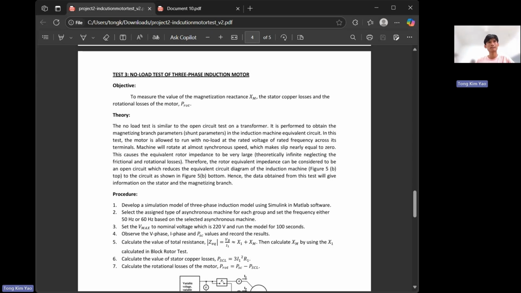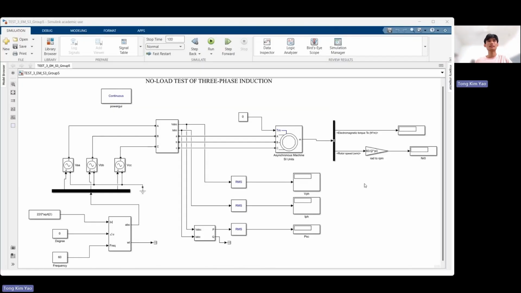Now I'll explain test 3, the no-load test of the three-phase induction motor. The no-load test is to measure the value of the magnetization reactance Xm, the stator copper losses, and the rotational losses of the motor. The no-load test is used to obtain the magnetizing branch parameters such as the current and voltage in the three-phase induction motor. This is the simulation model of the three-phase induction motor using Simulink in MATLAB software.